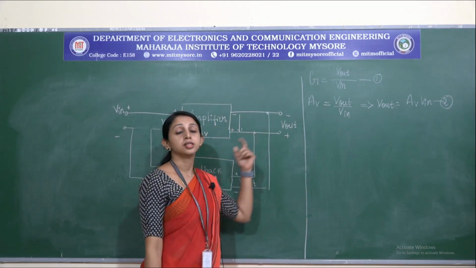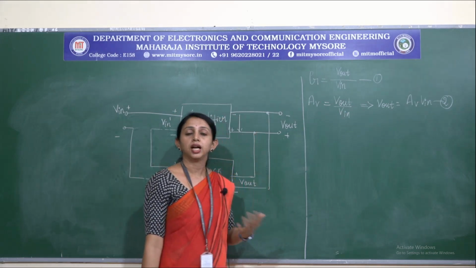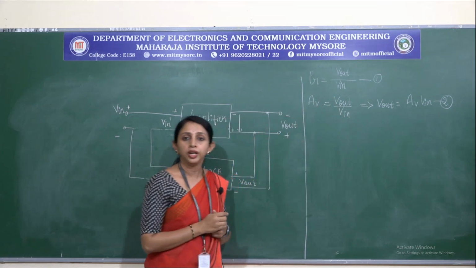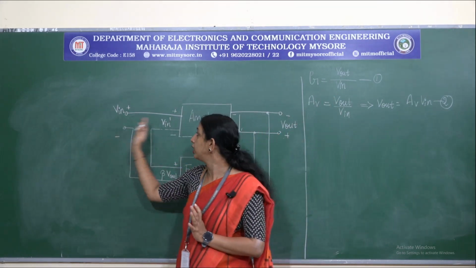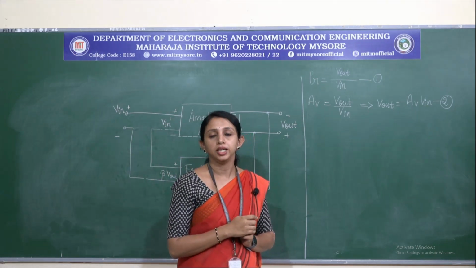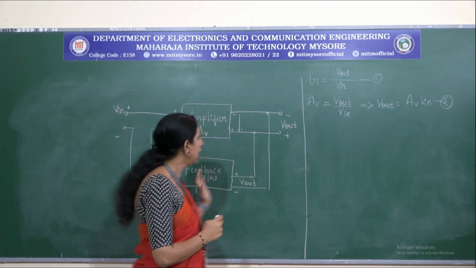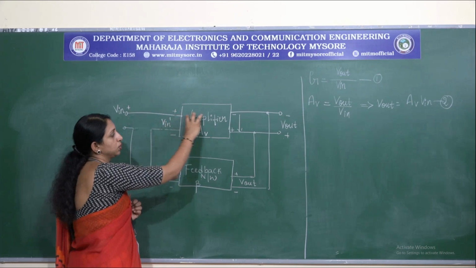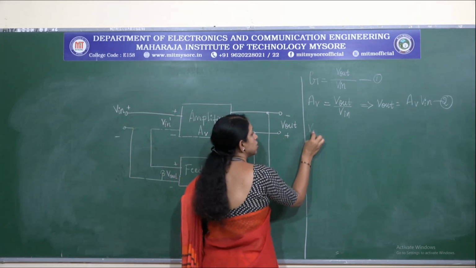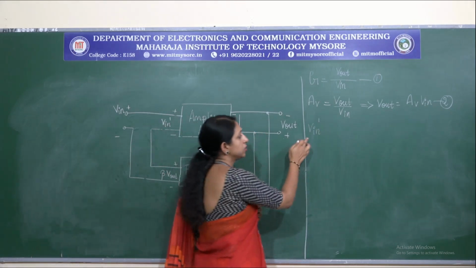For Vout in equation 1, we got a substitution. After that, we need a substitution for Vin. Vin is the overall input of this circuit. So what is Vin? Before writing Vin, I'll write an expression for Vin dash, which is the input to the amplifier circuit. What is Vin dash?